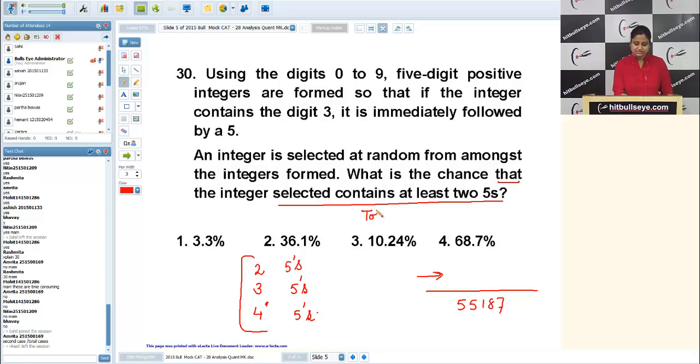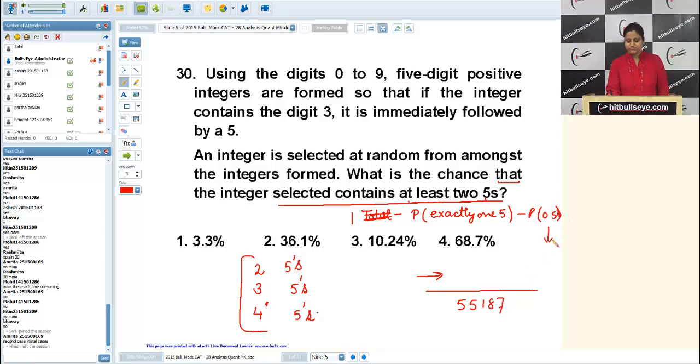What is the reverse case? You take total minus. What is the reverse of at least 2 5s? We are getting probability 1 minus probability of getting exactly 1 5 minus probability of getting 0 number of 5s.